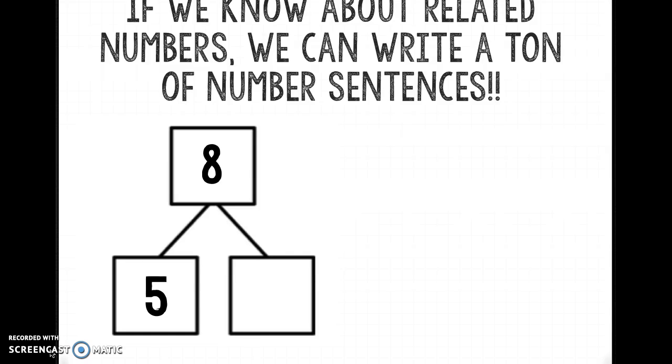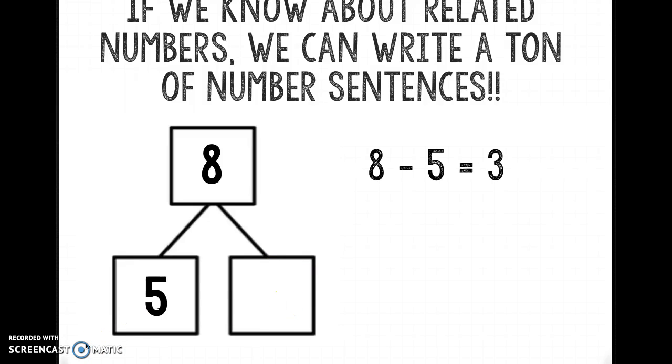Now, if we know about related numbers, we can write a ton of number sentences. So let's look at this number bond. If you'll see, one of the parts is missing. So the first number sentence I could write, I see that there is an 8, that's my whole amount. And I know one of the parts is 5, so I could say 8 minus 5, in order to find that other part, equals 3.